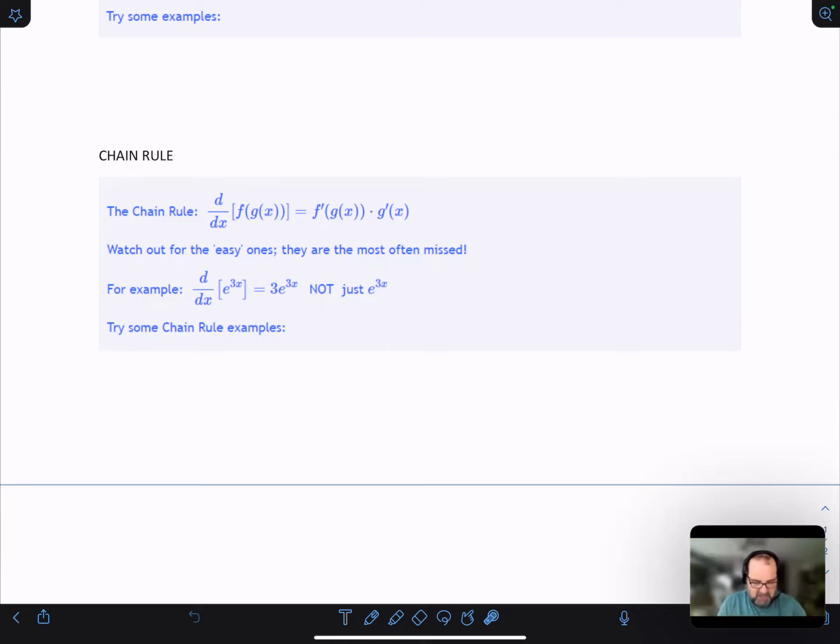So again, these can be fairly easy, but sometimes the easy ones, ironically, are often missed. They're almost too easy, and easy to trip up on. For example, what is the derivative of e to the 3x? The derivative of e to the 3x is e to the 3x times the derivative of 3x. So 3e to the 3x. It is not just e to the 3x. It's an easy one, but it's also easily skipped over, not applying the chain rule to it. Again, here's a couple of examples to try.